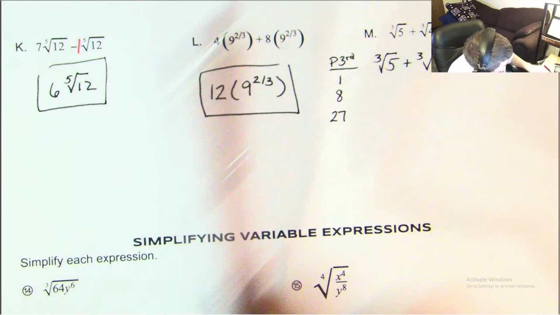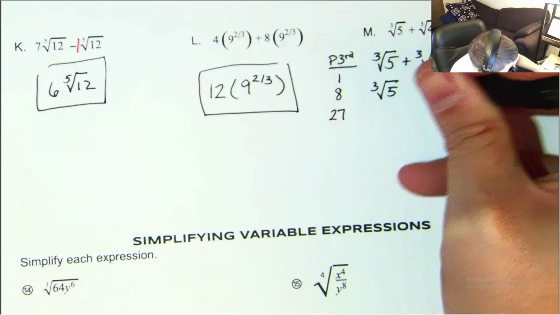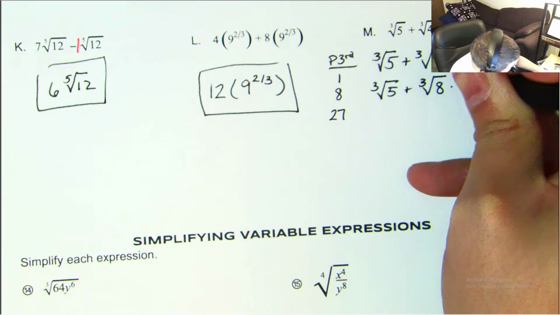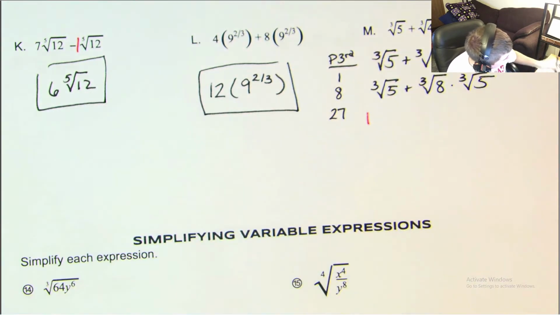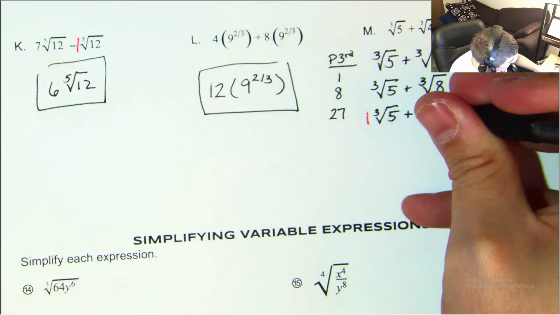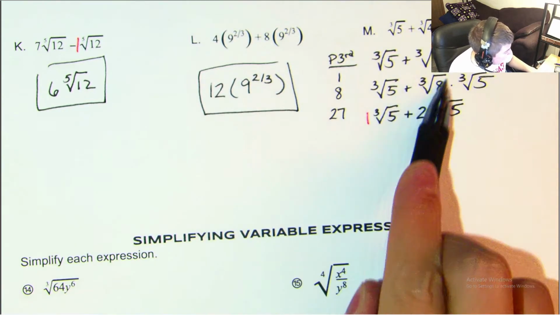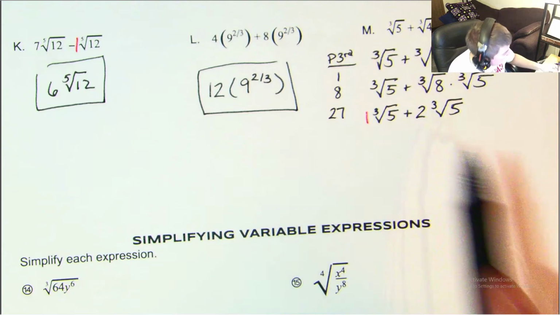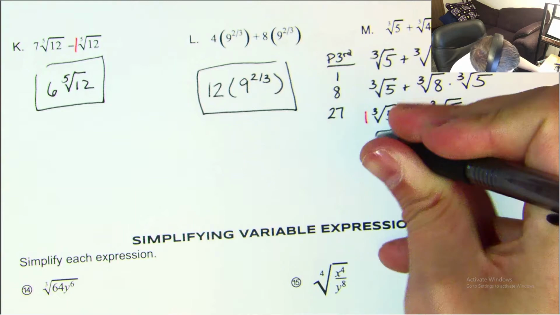Okay, so that means I now have the cube root of 5 plus the cube root of 8 times the cube root of 5. So this means I have 1 cube root of 5 plus 2 cube roots of 5, because the cube root of 8 is 2. So I have 1 cube root of 5 plus 2 more cube roots of 5. Altogether, I have 3 cube roots of 5.